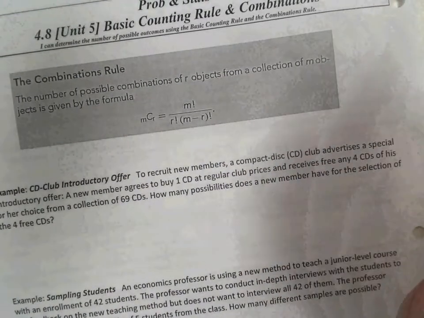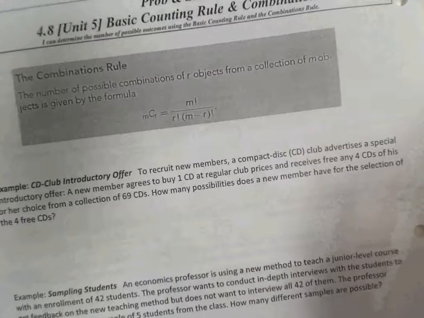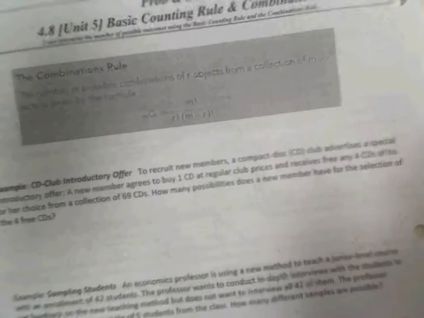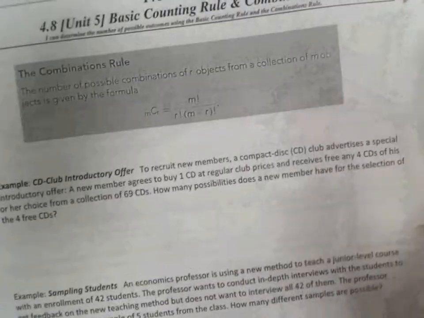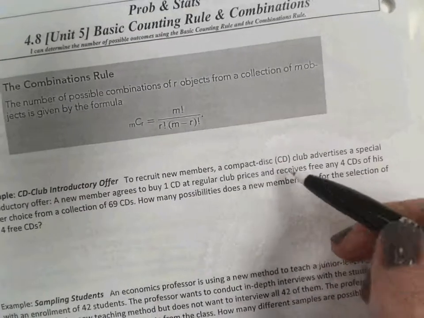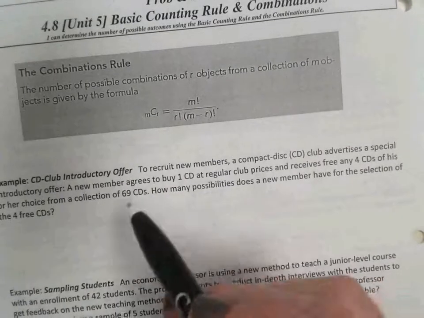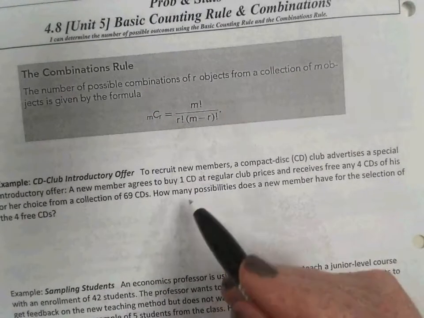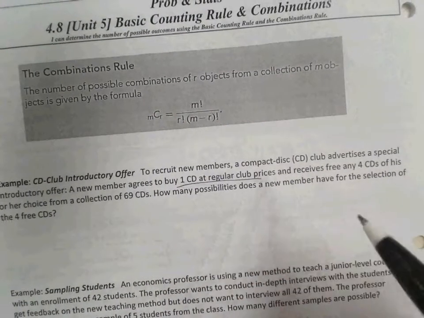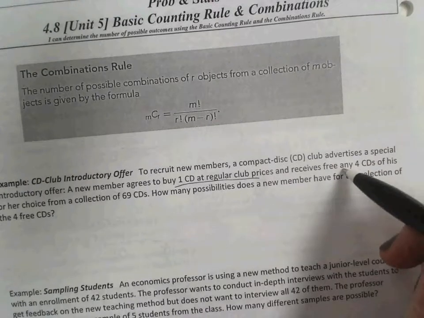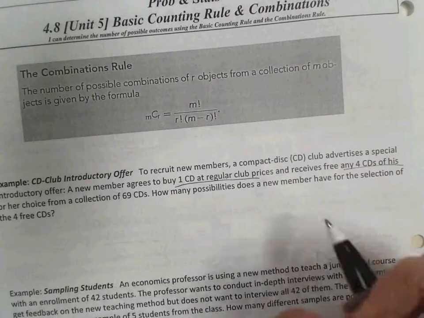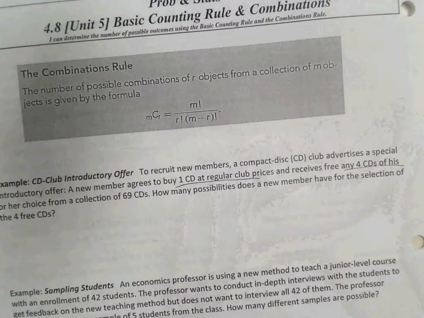to recruit new members, parents hated these things. My parents hated when these things were around, like, don't do it. But we just got sucked in every time. And so they would offer a special offer to start the club. You pay for 1 CD at regular price, you get 4 for free. And there were a total of 69 CDs to choose from.